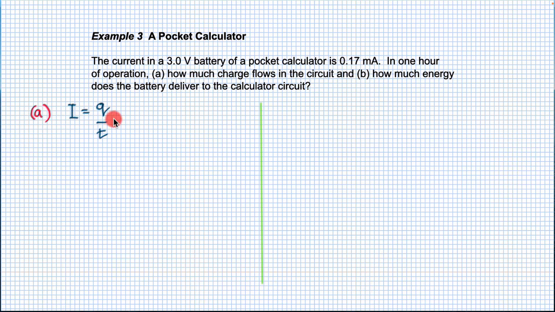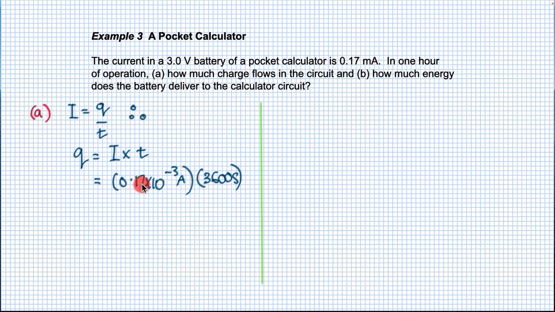So to solve this problem, we need to use the equation current equals charge per unit time, because that's how we defined current. We defined current as the amount of charge that flows through a particular point in a particular time. Now we want to find the amount of charge, so we just rearrange this equation. We know the current is 0.17 milliamps and the time is 1 hour. Now we must convert that to seconds.